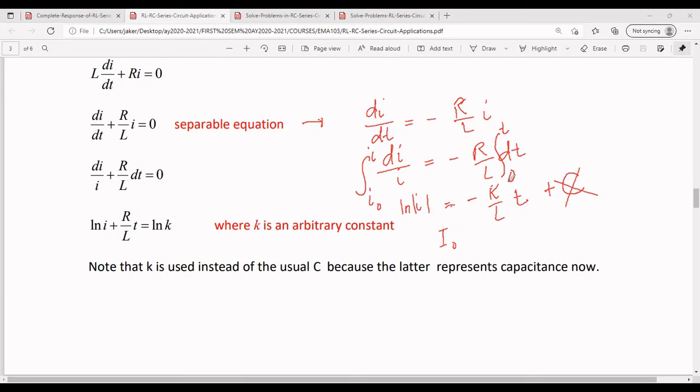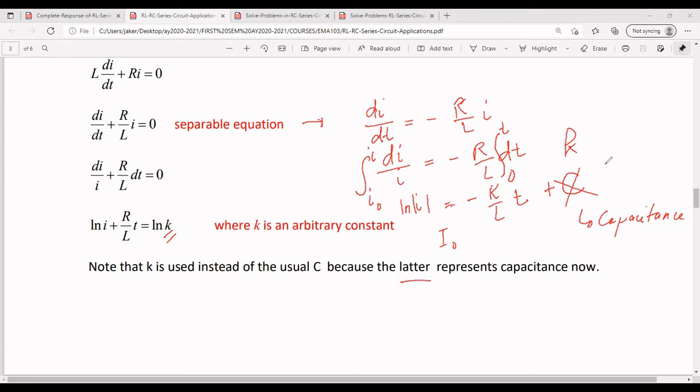But now, since we're talking about circuit application and we know that C is representing capacitance, it is better, class, that you represent the C as K or any letter that you want, as long as it's not C, because you may get confused or you may forget that this C actually is not capacitance but a constant of integration. So here, I use the letter K. That way, you will not misinterpret it as your capacitance later on. Note that K is used instead of the usual C because the latter, the C, represents capacitance now.